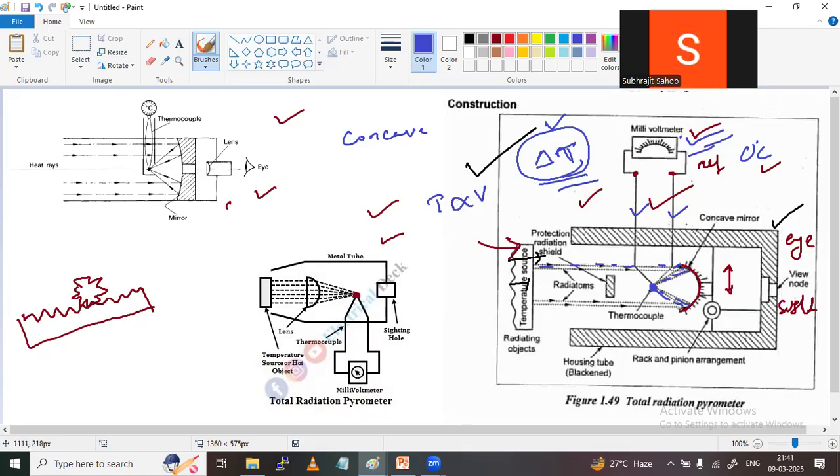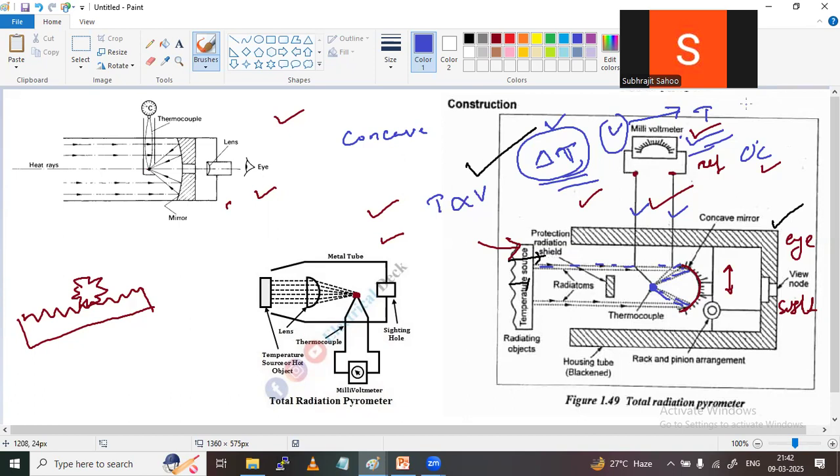Once I know this voltage value through this arrangement, I can convert the voltage to temperature through a suitably calibrated scale. This is the working of the radiation type pyrometer. Very simple working. The figure and construction are a little difficult, but if you practice two or three times, you can easily remember.